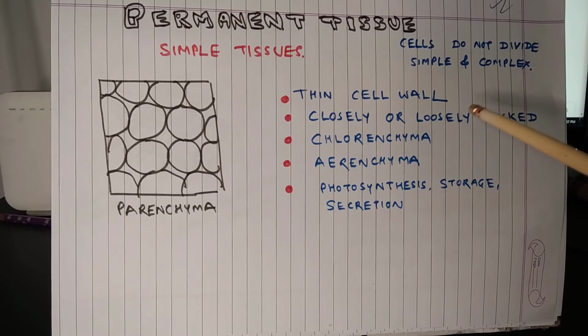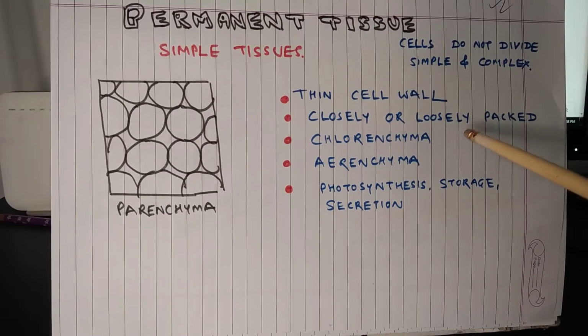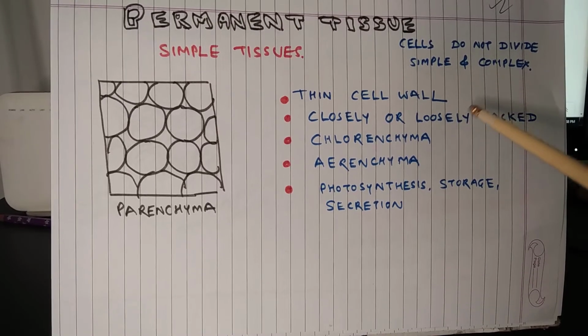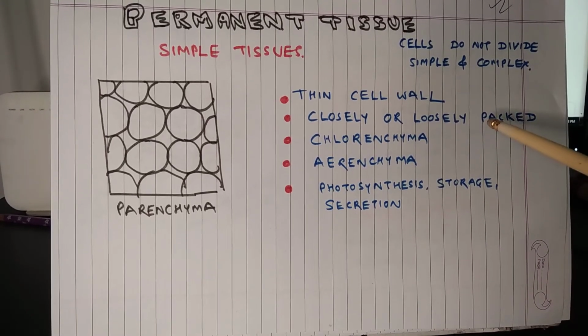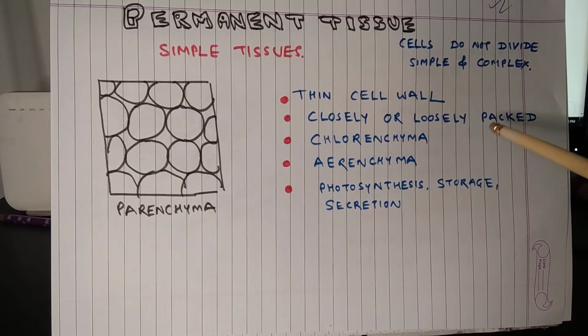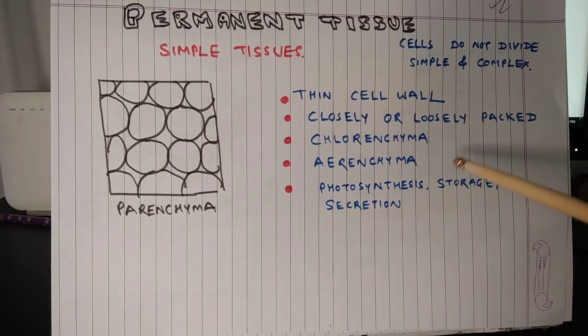Now, in some of the cells of parenchyma, cells have chloroplasts. So in that case, the parenchyma is called chlorenchyma, and obviously, since chloroplast is present, they are responsible for photosynthesis.